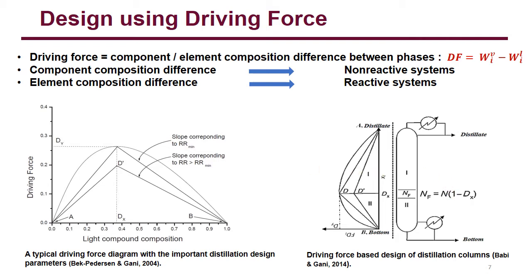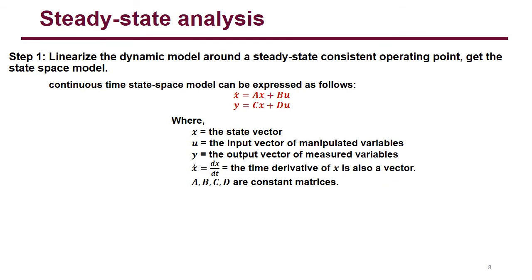After designing the RD column based on driving force, we do the hysteresis simulation. After performing the simulation, we export to the dynamic model, and for the hysteresis analysis, we linearize the dynamic model and then construct our state space model. The state space model is basically expressed in terms of our state vector, our input vector, our output vector, and these constant matrices.